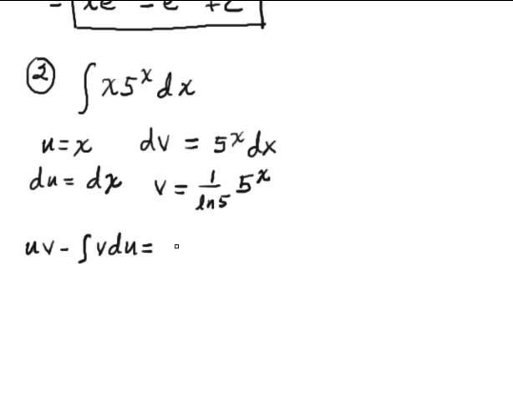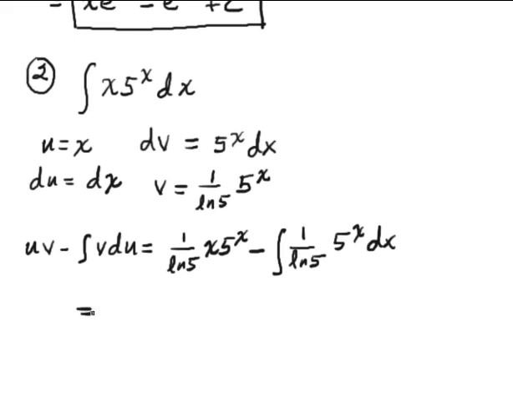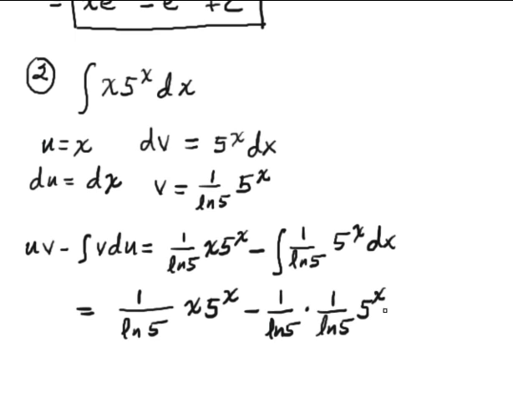So that's 1 over ln 5 x 5 to the x minus the integral of this product here, 1 over ln 5, that's just a constant, 5 to the x dx. Okay. So we do end up with an integral that we can integrate. So let's do that. Let's integrate. Here's that constant in front, and the integral of 5 to the x is 1 over ln 5, 5 to the x. Okay, so that's our integral.